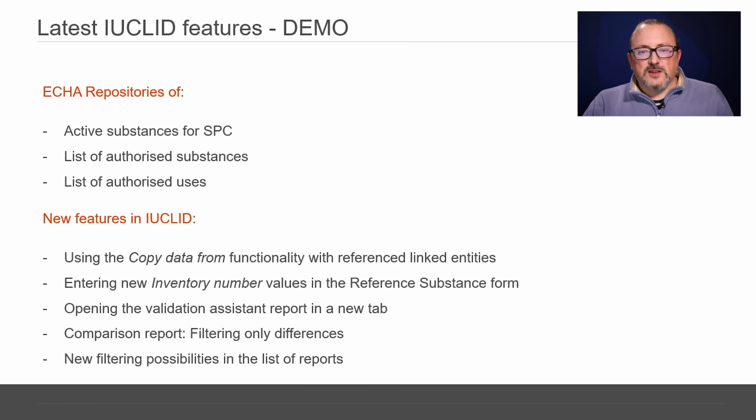Over the next minutes, I will do a demo introducing the different areas in Euclid where we refer to the repositories provided by ECHA, and I will go through the following new features that have been introduced in our latest release, such as the copy data from functionality, the possibility to enter a new inventory number value, opening the validation assistant report in a new tab, a new filter for the comparison report, and new functionalities in the list of reports.